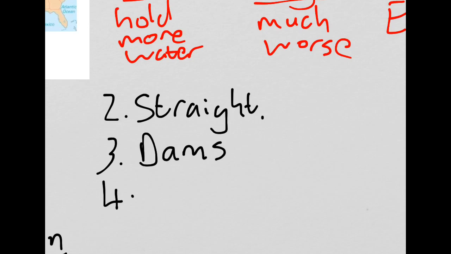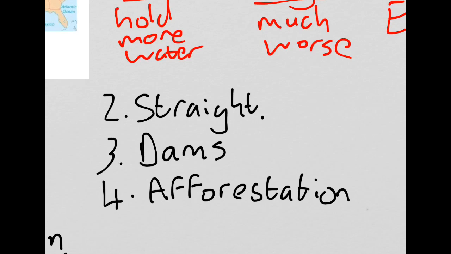Strategy number 4 is afforestation. Afforestation is the planting of trees. Typically this occurs in the upper course. The example from this case study is that they afforested a large area in the Tennessee Valley. The positive is that the trees intercept rainfall and reduce discharge. However, the negative is that they take a long time to become fully effective. The trees need a long time in terms of a number of years to grow. They don't just get planted and become effective straight away.